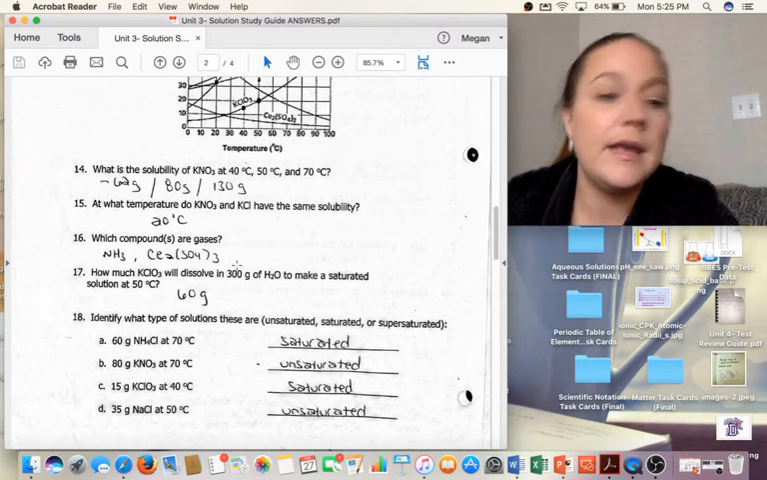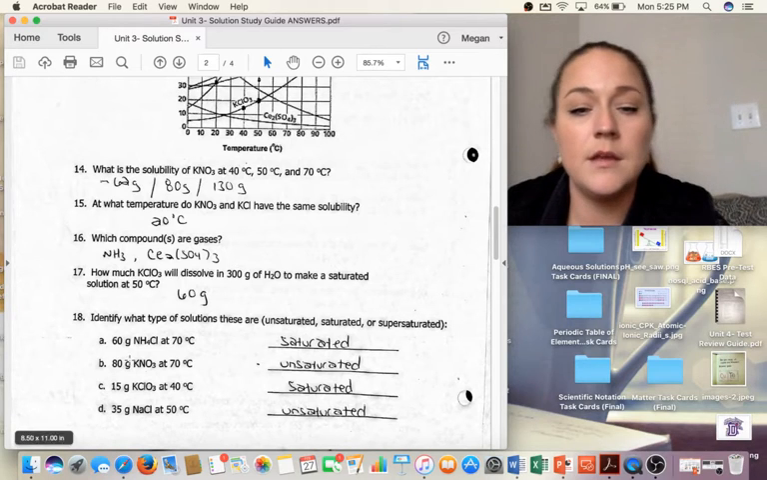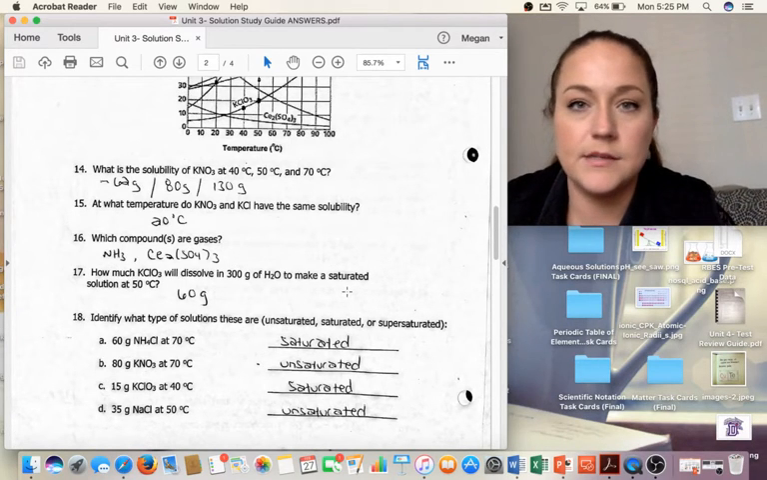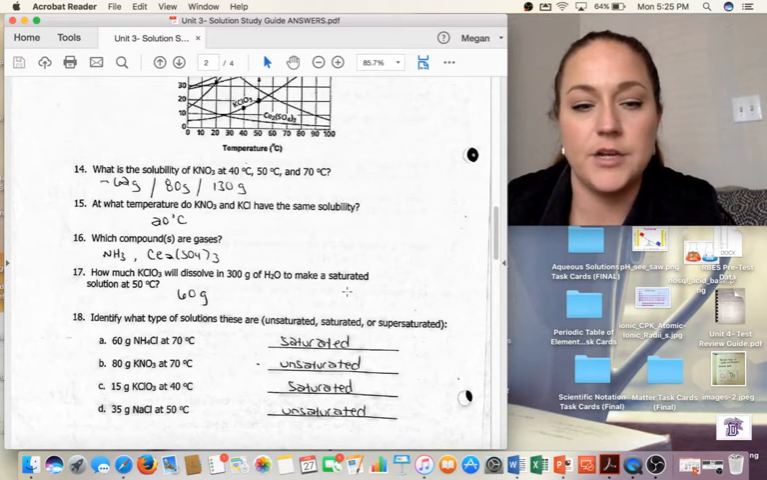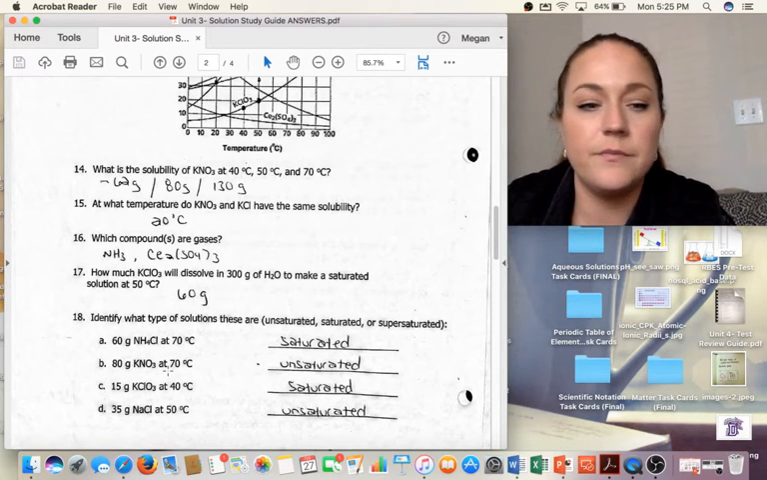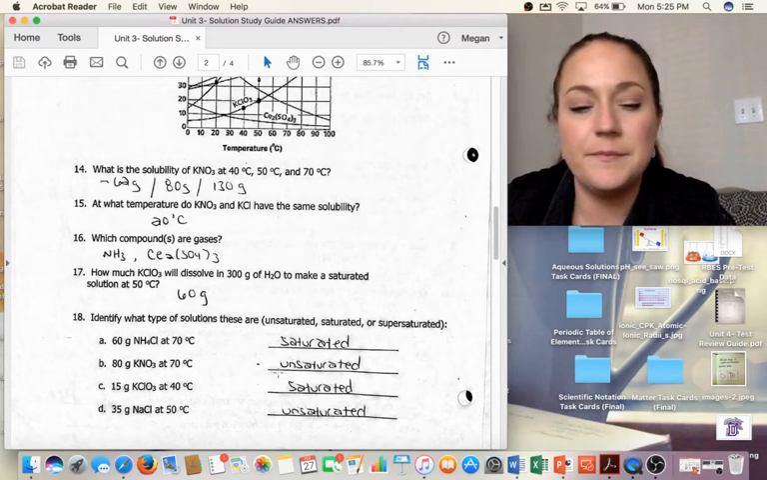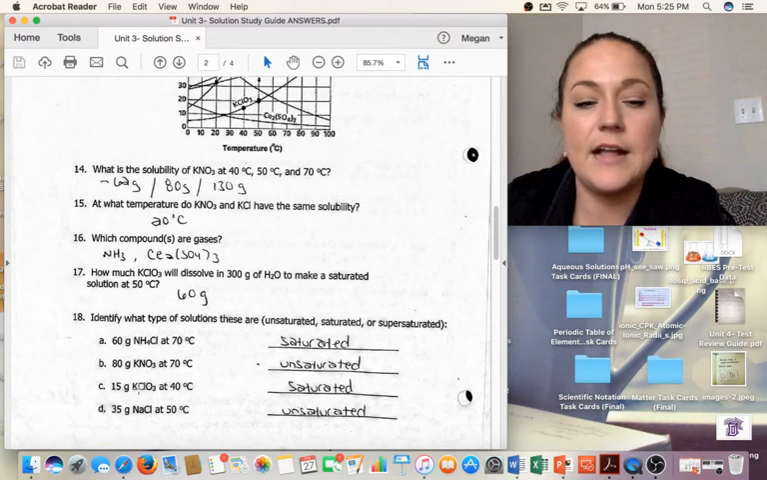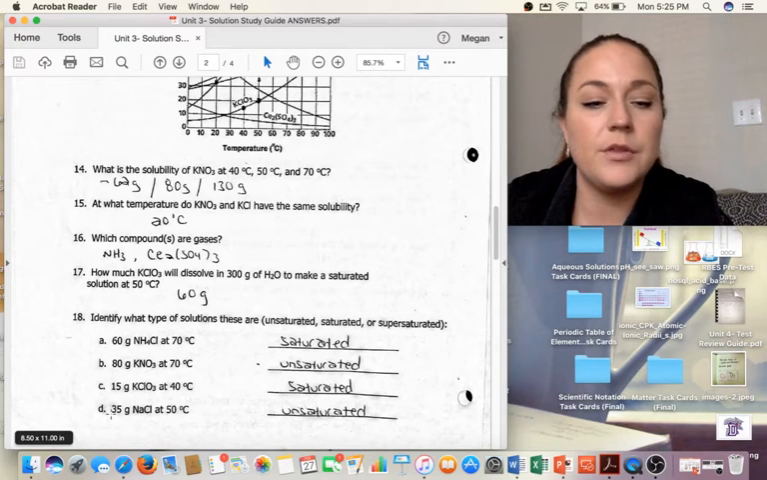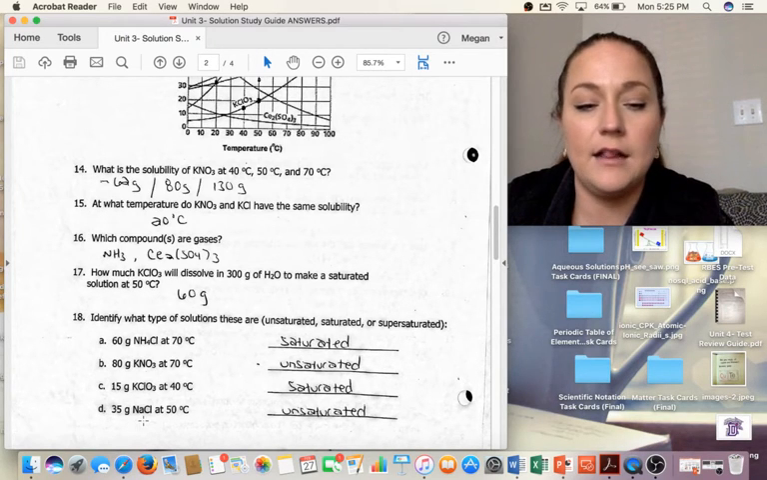All right, now for number 18, this is literally just asking you, hey, is it saturated, unsaturated, supersaturated? A, 60 grams of NH4Cl at 70 degrees Celsius is going to be saturated. B, 80 grams of KNO3 at 70 degrees Celsius is unsaturated. C, 15 grams of KClO3 at 40 degrees Celsius is saturated. D, 35 grams of NaCl at 50 degrees Celsius is going to be unsaturated.